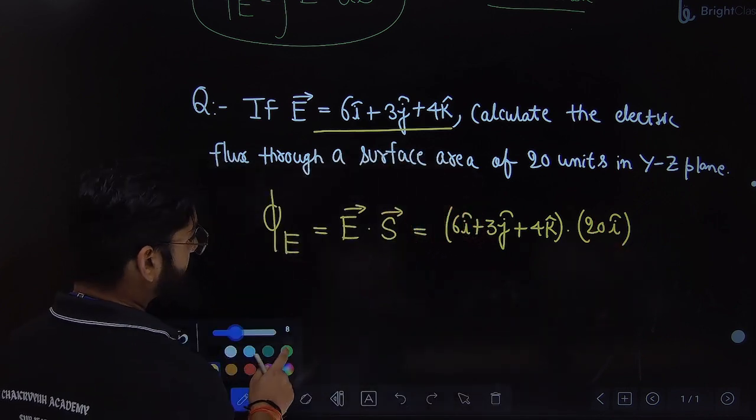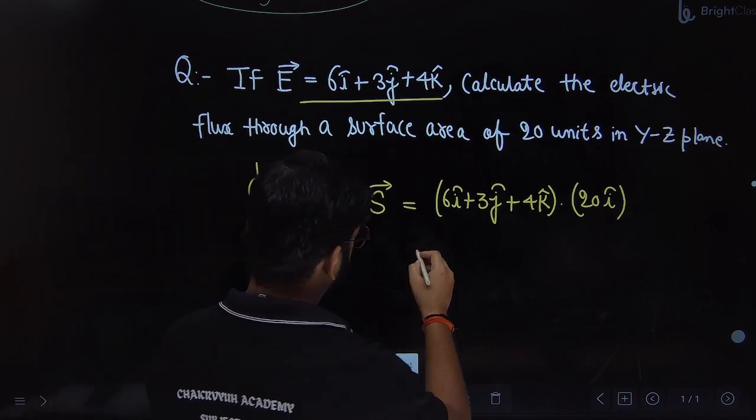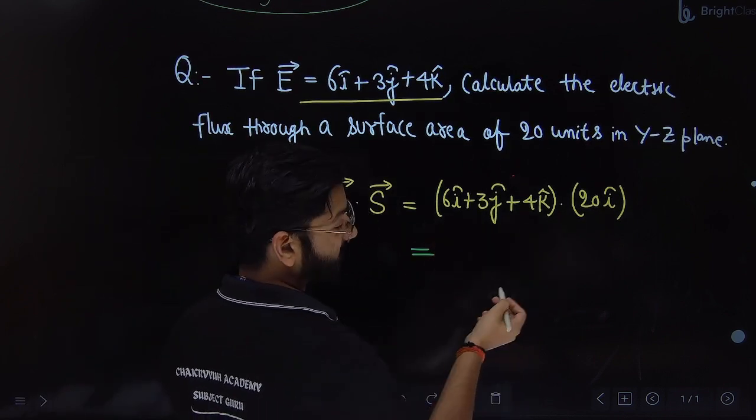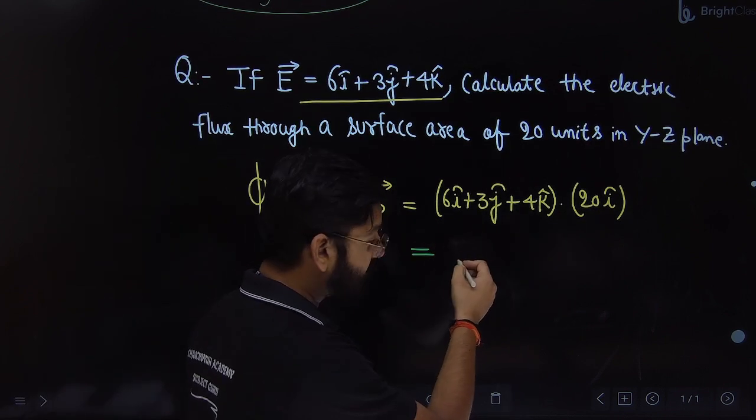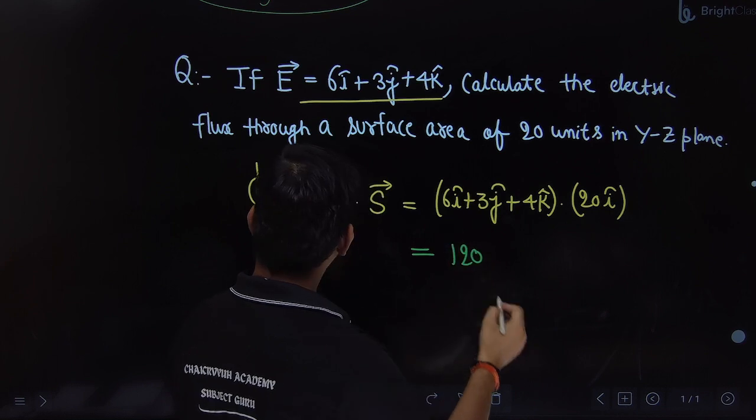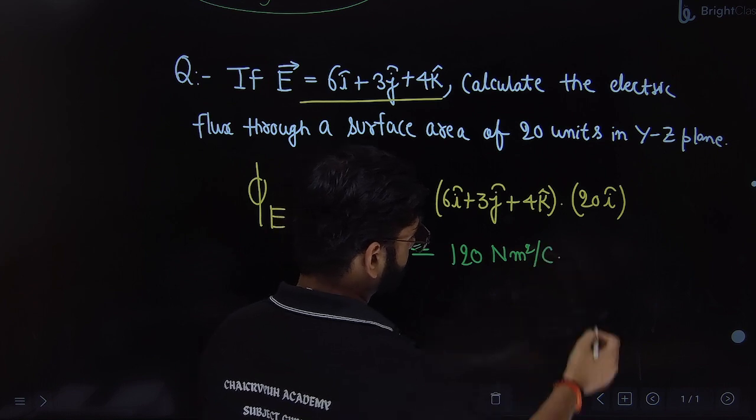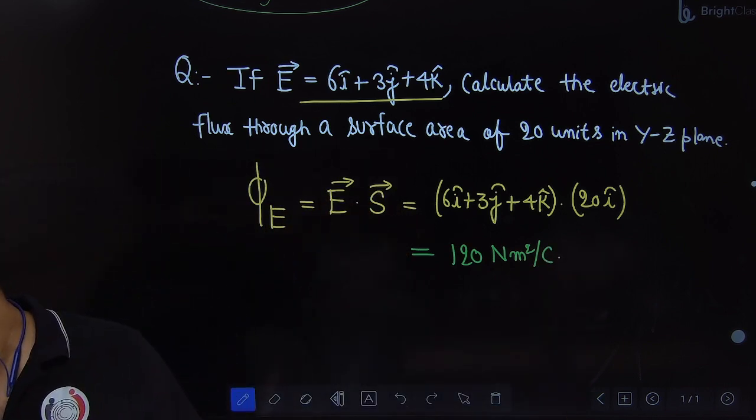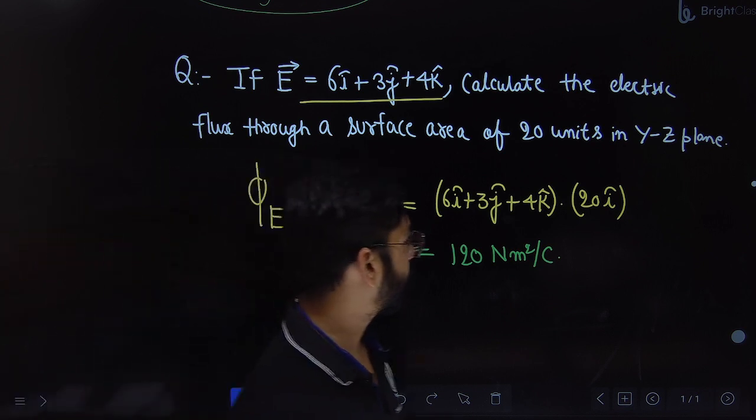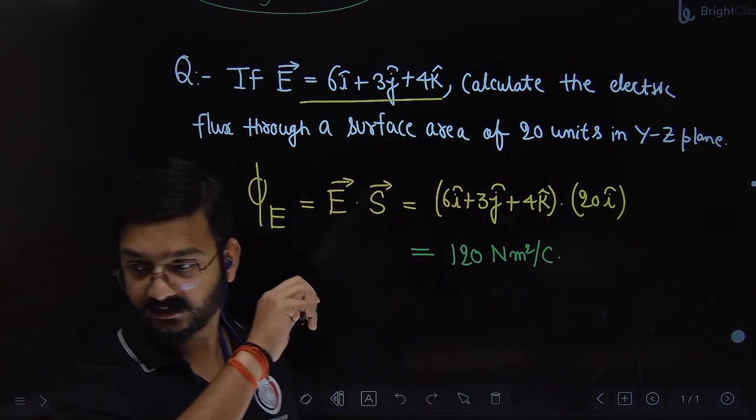Do make a note of the reason. So let's do the dot product. What is the answer? 120. Electric flux, Newton meter square per coulomb. Any problem in dot product? Anyone?